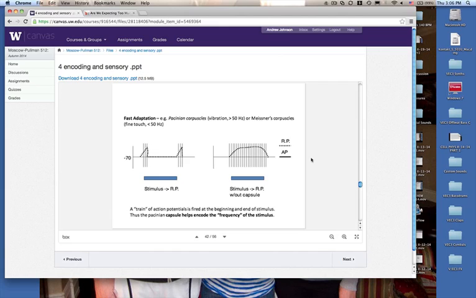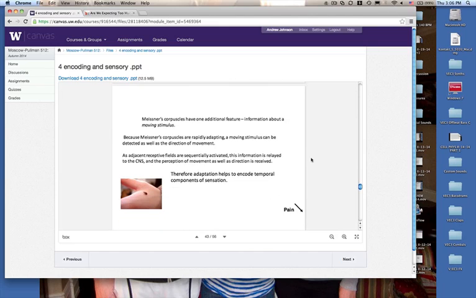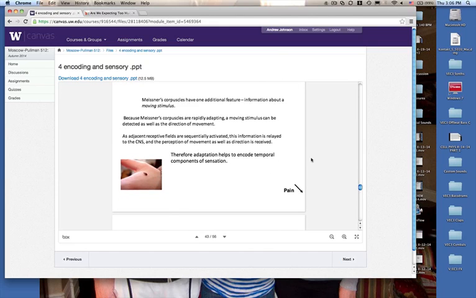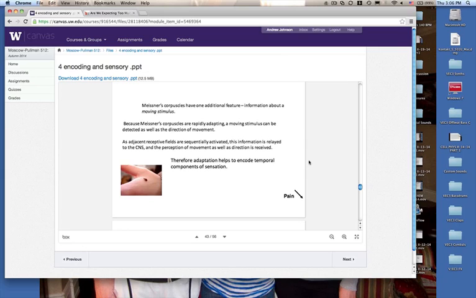All right. So Meissner's corpuscles can tell you about a moving stimulus. If you have a little bug crawling on you, it can tell you the direction of movement just because they're mapped out across the body. And then the bug bites you and you feel pain, and we'll talk about that in 10 minutes.